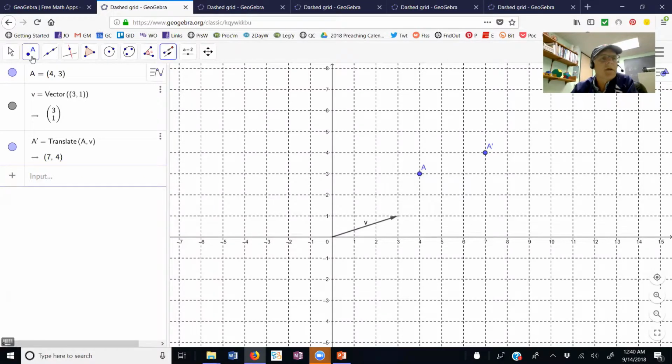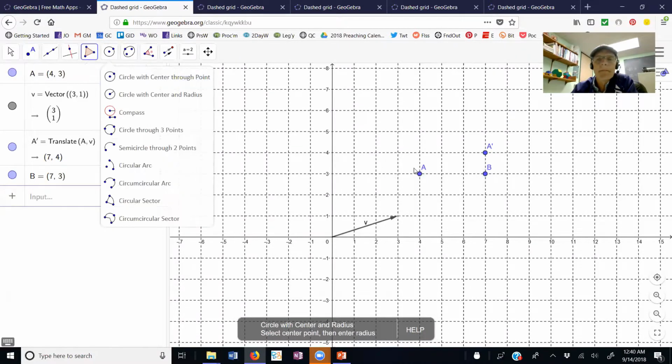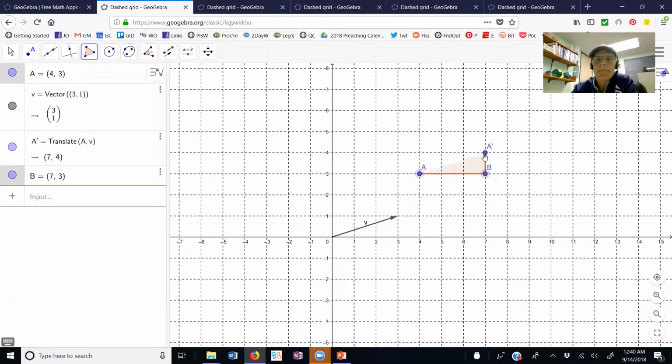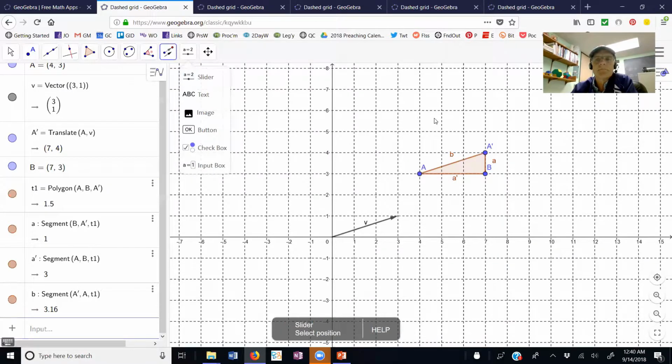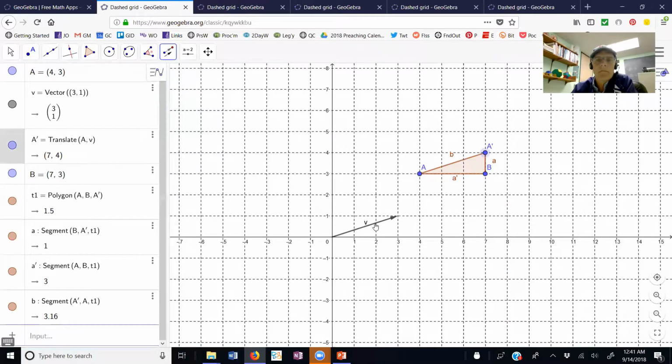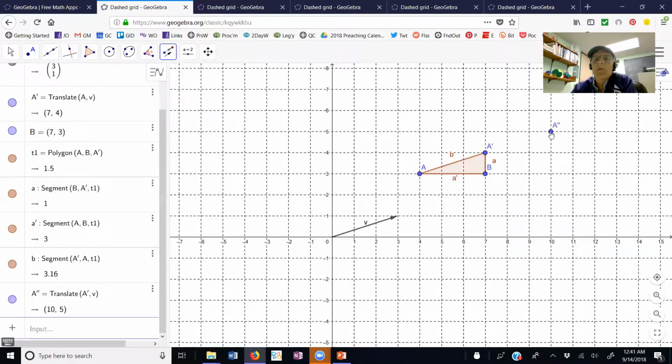Maybe for emphasis, I'll show the triangle here. So you want to visualize this triangle starting at point A, coming to the right 3, and going up 1. I think I'm going to take point A prime now, and I'm going to translate it again. And I get point A double prime. Again, 3 to the right and up 1.